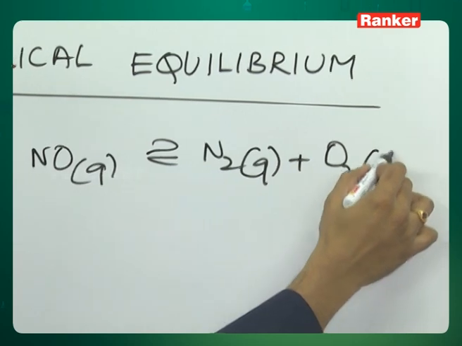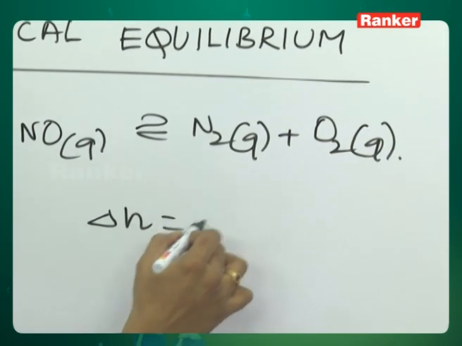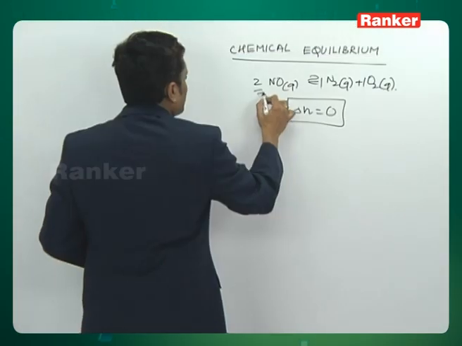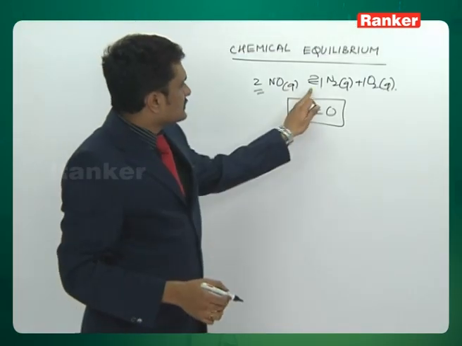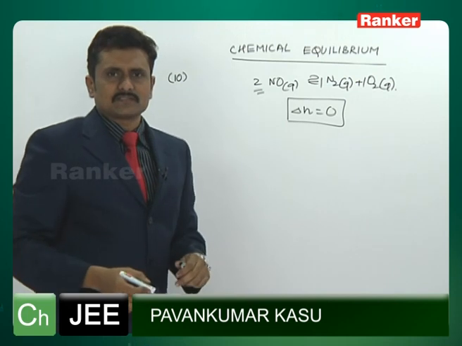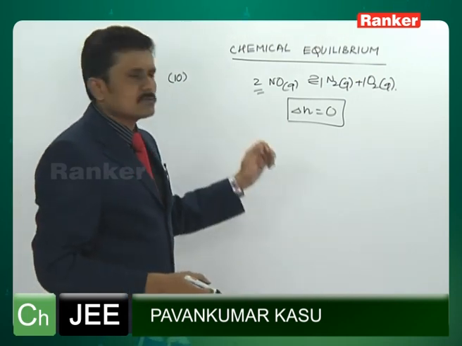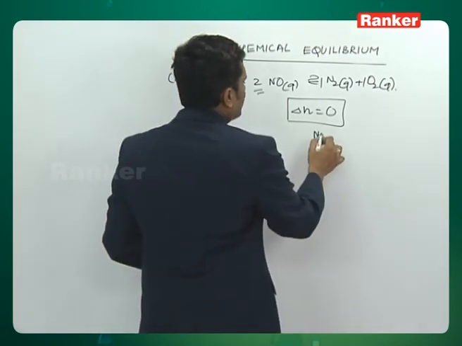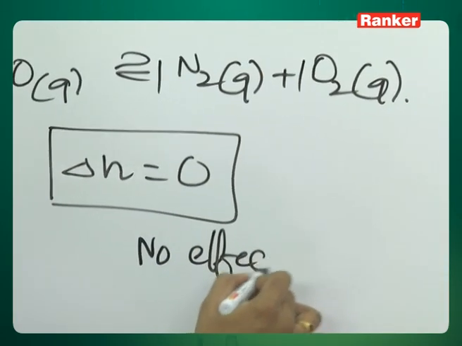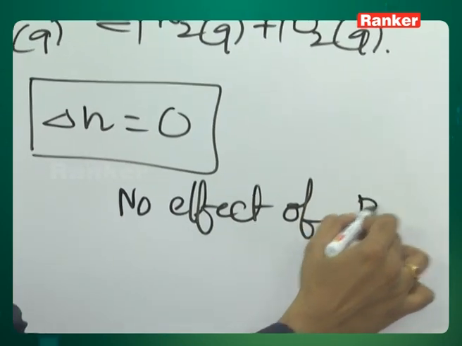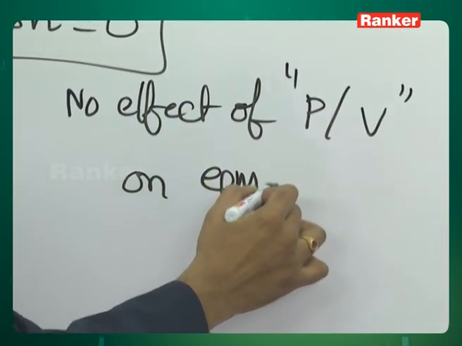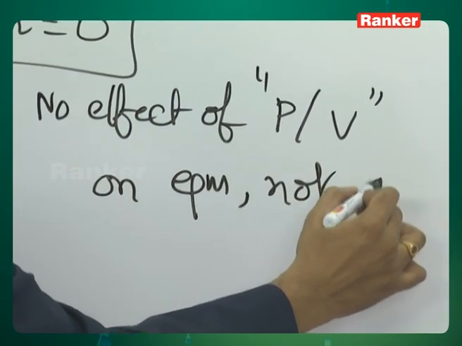So here you can see that delta N for this equilibrium is 0, that is 1 plus 1 minus 2 moles of gaseous products minus moles of gaseous reactants, which is equal to 0. Then in that case we all know that there is no effect of pressure or volume on the equilibrium, nor the addition of catalyst.